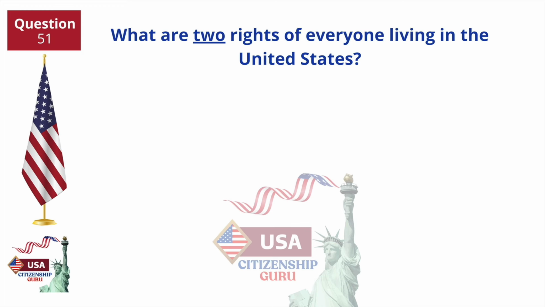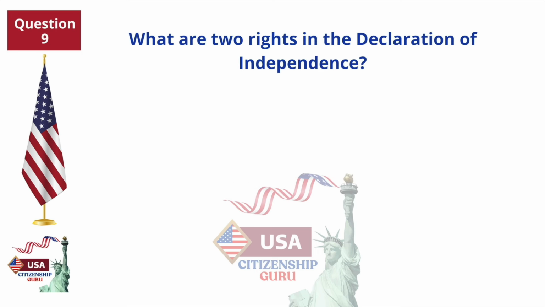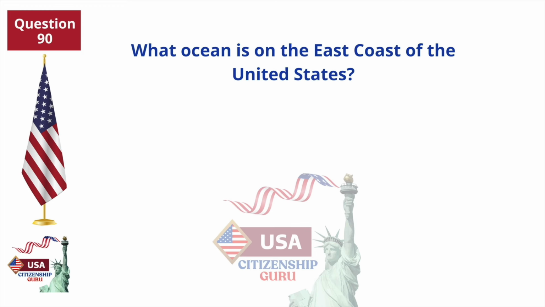What are two rights of everyone living in the United States? Freedom of religion. Freedom of speech. What are two rights in the Declaration of Independence? Life, liberty. What ocean is on the east coast of the United States? Atlantic Ocean.